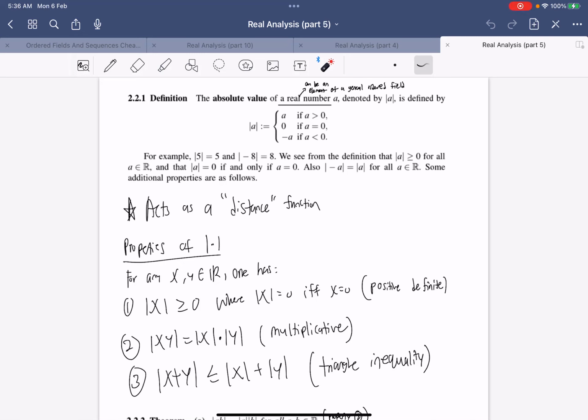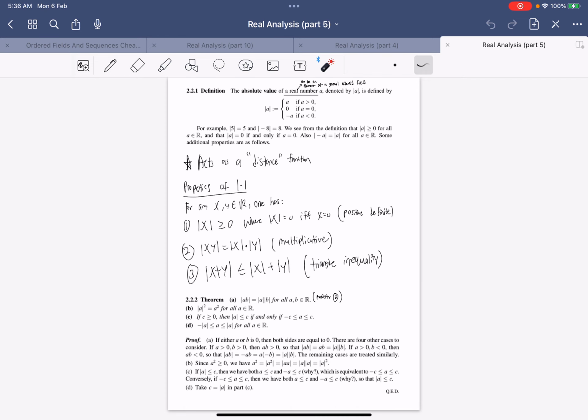Hi, in this video, we'll be continuing our journey into real numbers and we'll be talking about limits. Before we go into limits, let's talk about this absolute value function because it will act as a distance function for us when we want to do a precise definition of a limit. So what is this absolute value function?